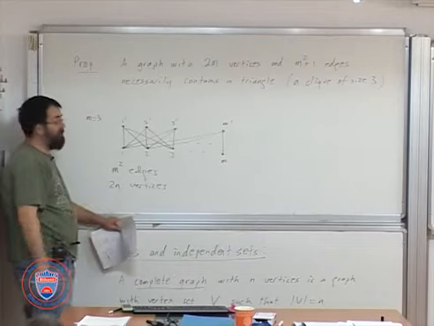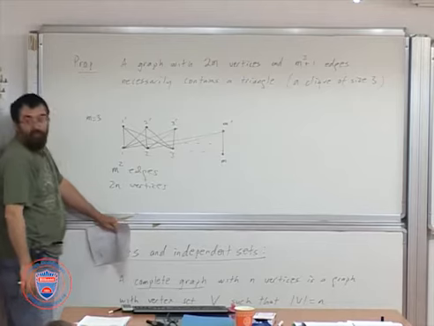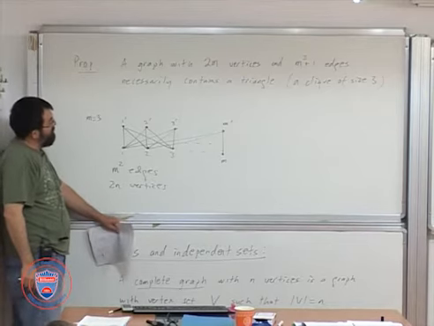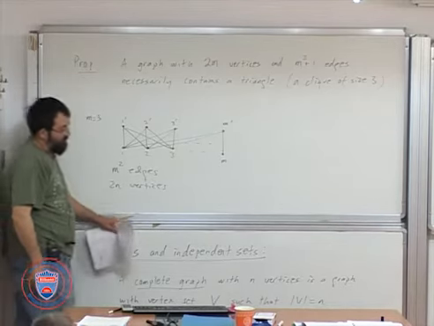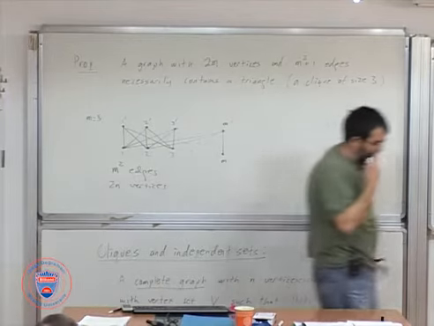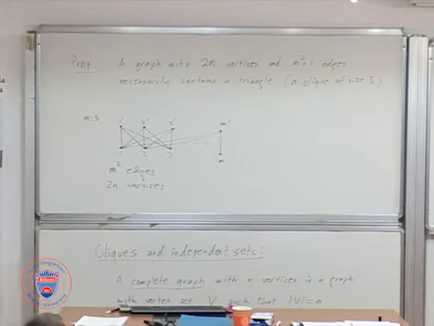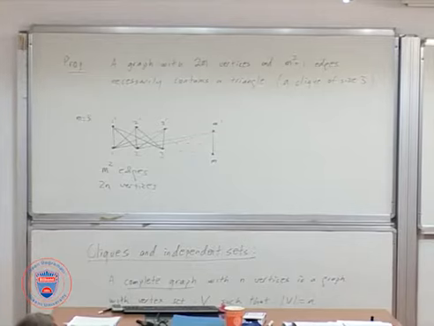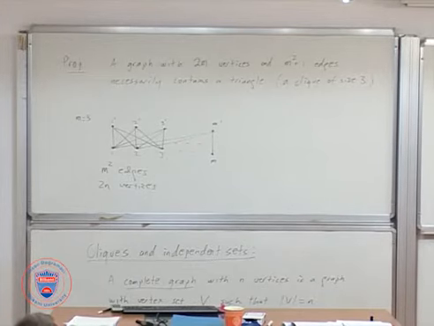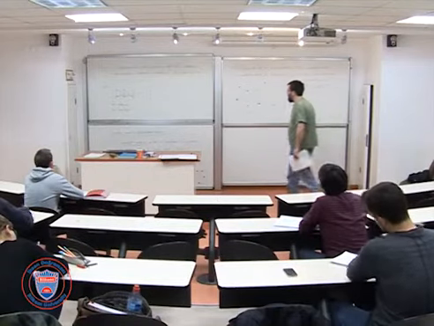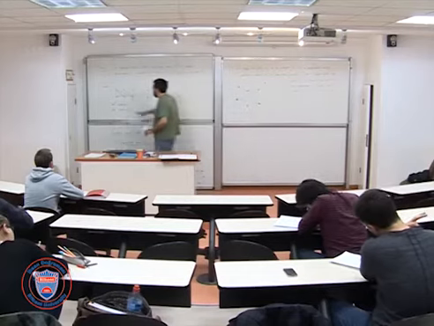because you have 2 layers. And this graph has no triangles. You cannot find a triangle, because to form a triangle you have 3 vertices. Out of these 3 vertices, 2 of them will be in the same row. And if they're in the same row, there's no edge between them, by the way we described this graph. So this is an example.